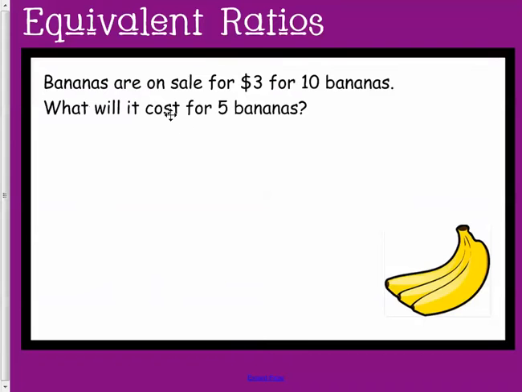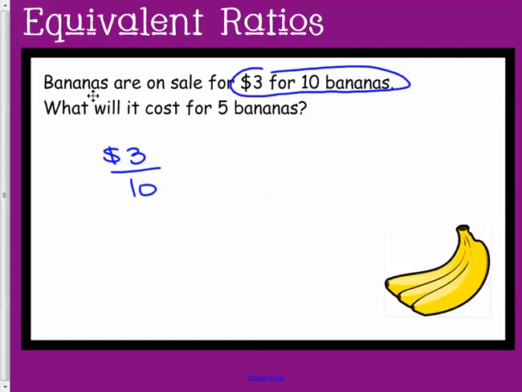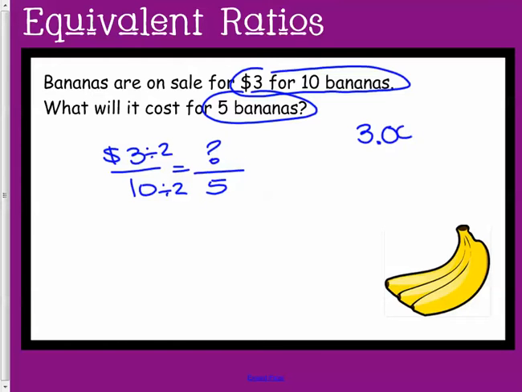Let's look at this one. Bananas are on sale for $3 for 10. Okay, so let's circle that information. What will it cost for 5 bananas? So I don't know how much it cost for 5. So what can I do here? Well, I can divide this by 2 and this by 2 because 10 divided by 2 is 5 and 3 divided by 2. Now we're not just thinking of it as 3, we're thinking about it as $3.